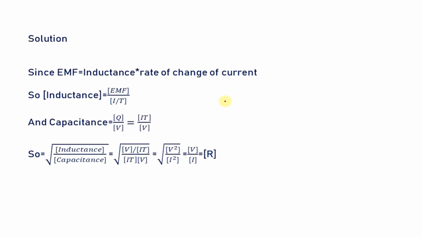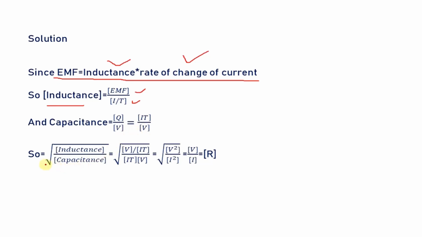So basically we know that the EMF equal to inductance into rate of change of current, that is L into di by dt. So what is inductance? Inductance will be EMF divided by the rate of change of current, I divided by T. Okay. What is capacitance? Capacitance equal to charge by voltage. We know charge equal to IT, that is current into time, and V will remain the same.